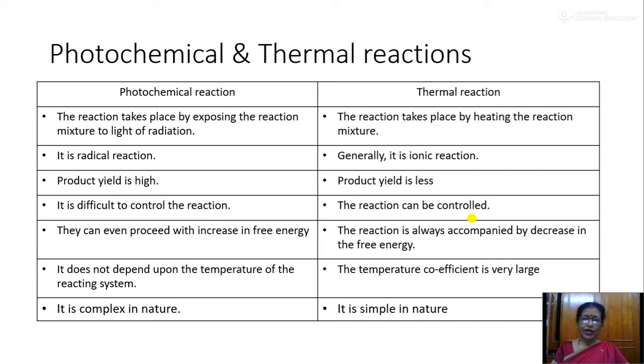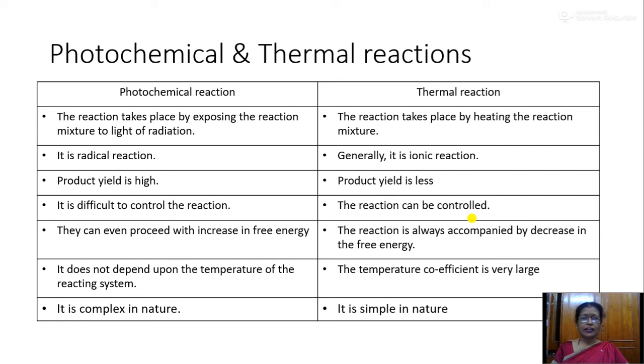It is difficult to control the reaction in photochemical reaction. Once the reaction starts, it will keep on continuing. The spontaneous reaction will take place. Now, in the case of the thermal reaction, the reaction can be controlled. Once you stop the temperature, the reaction can stop.